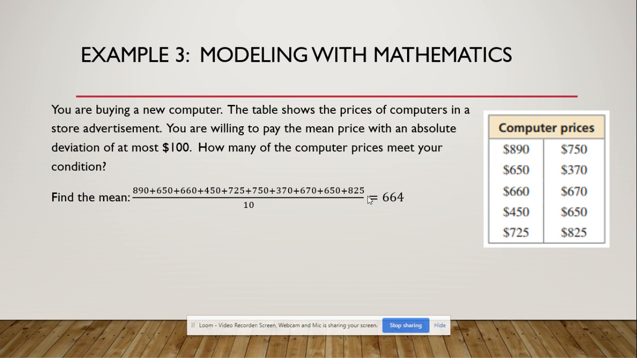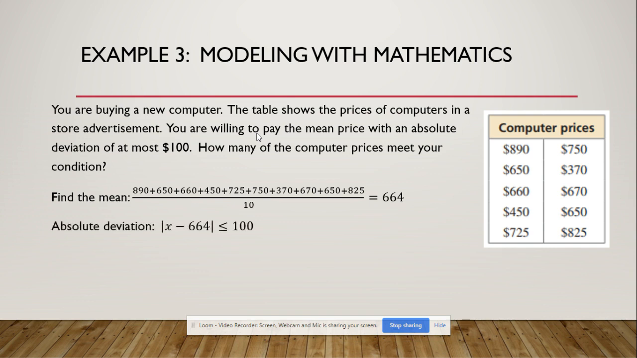So first thing I want to focus in on is that mean. We want to find what the average computer price is. To find the mean, you add up all the numbers, divide by how many there were. So the average cost of a computer that after you looked at all these different computers in a store advertisement, was $664. So now that we know the mean, we want to be at an absolute deviation of 100 away from that, so 100 or less.